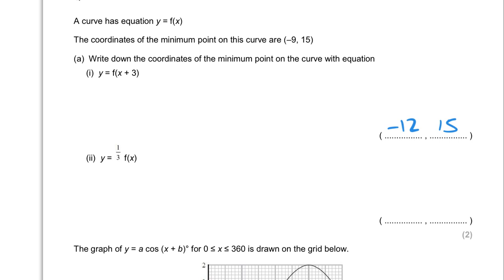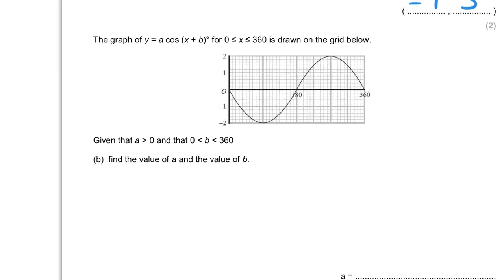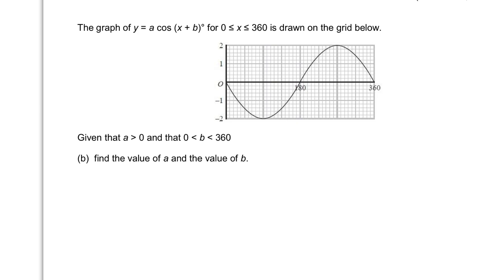Okay, y equals a third f of x. Is it inside or outside? Who does it affect? Y. What do we do to the y coordinates? Divide by 3, or multiply them by a third. Either or is the same. So my x stays the same, minus 9. 15 multiplied by a third is 5. Perfect. Here we go. This is a lovely question.